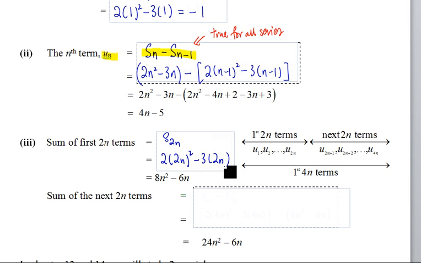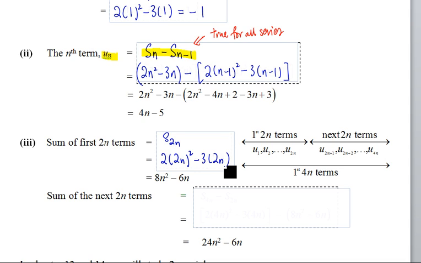Question? Now, this is the one. The question always says, okay, now you find the first 2n. What about the next 2n? You have already found the first 2n terms. How do you find the next 2n? You find the first 4n terms minus the first 2n terms.